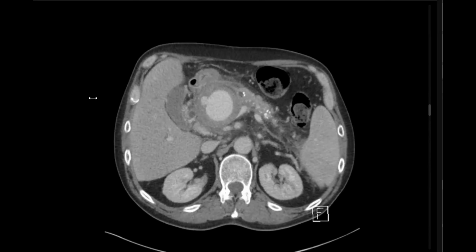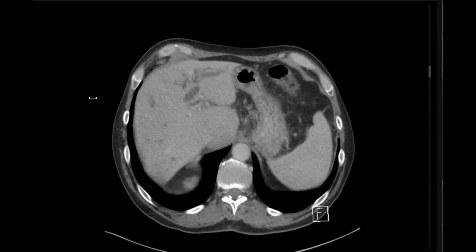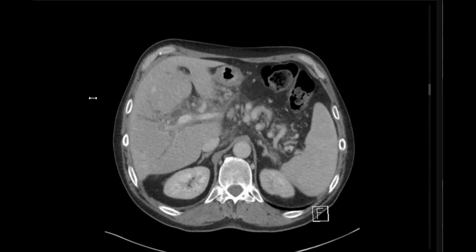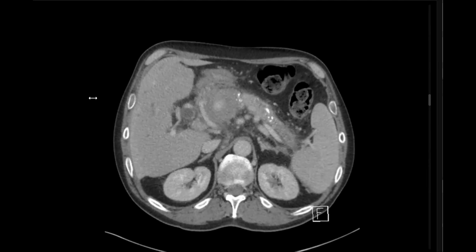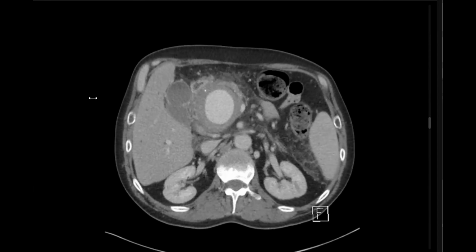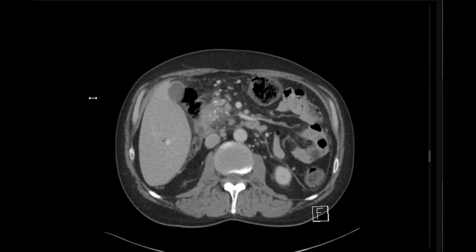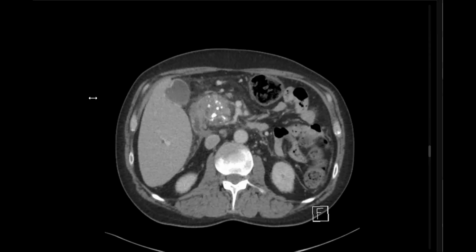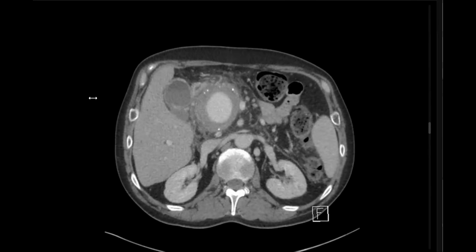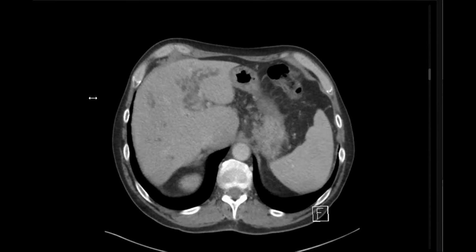I can appreciate a large contrast-filled structure noted along the head of the pancreas, which is likely an aneurysm. I think it is an aneurysm of the hepatic artery. Or pseudoaneurysm? Pseudoaneurysm. Yes, it's a complication.